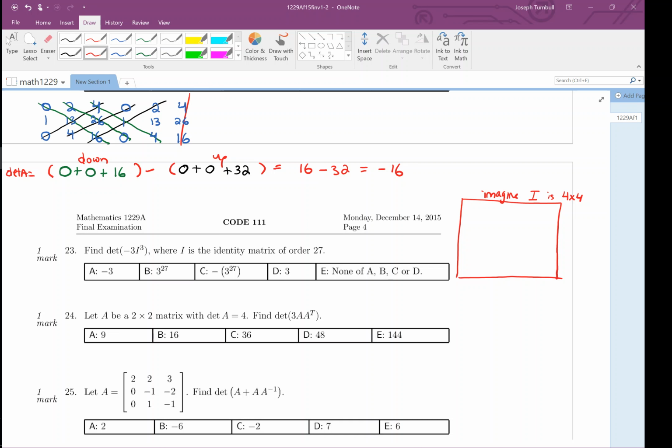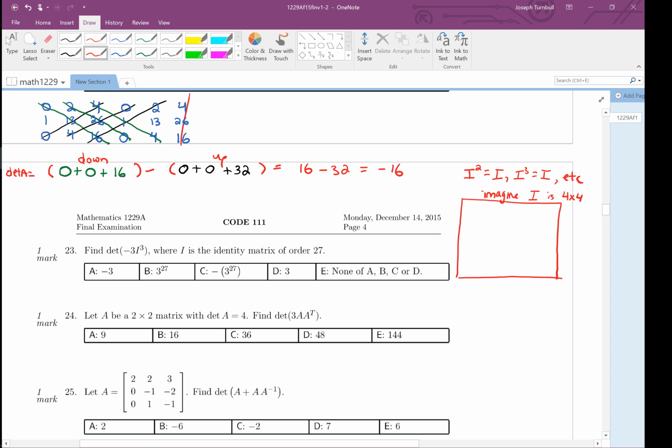So first part is no matter what dimension I has, like I squared, that's identity times identity is going to give you identity, multiplied by identity again, I to the 3, that's also going to give you identity, etc. So I to the power of 3 is just I.